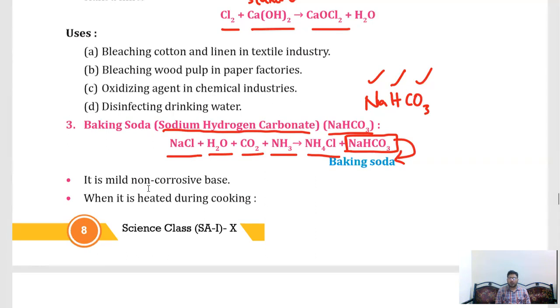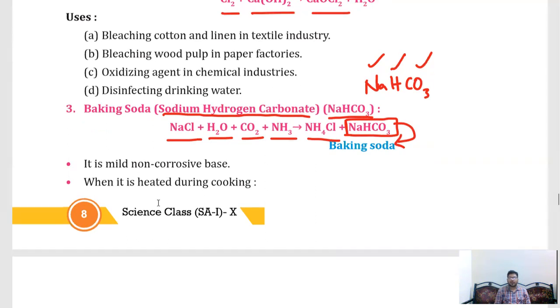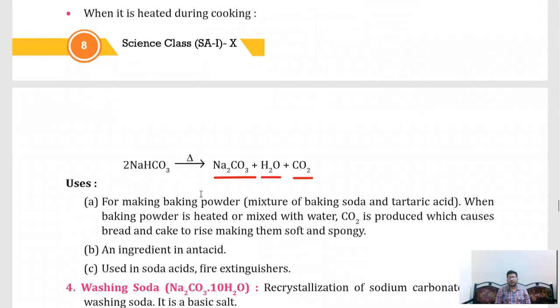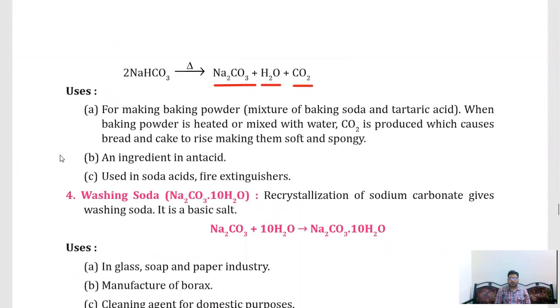It is a non-corrosive base. When it is heated during cooking, what will happen? If you take NaHCO3, we can get Na2CO3, H2O, and CO2. They might ask a question: if you heat baking soda, write the chemical equation. You can write this equation. So where is it used?